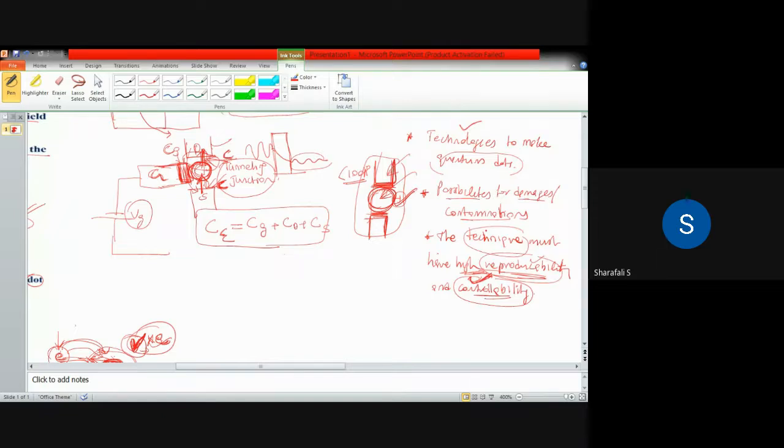Okay, and also we need high reproducibility for the technique, and also the technique has to be controlled. So these are the factors that we have to take care of when we are producing this kind of transistors in bulk amount, large amount.